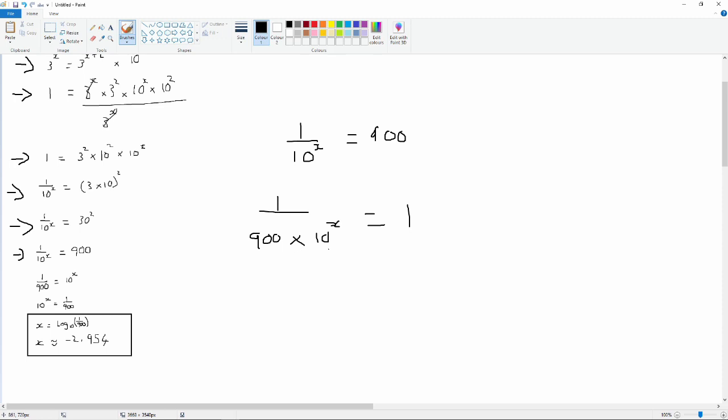And now we multiply by 10 to the power x, and so then we've got 10 to the power x over 10 to the power x is equal to 10 to the power x. This 10 to the power x cancels with that 10 to the power x, and we're left again with 1 over 900 is equal to 10 to the power x, which is this line here.